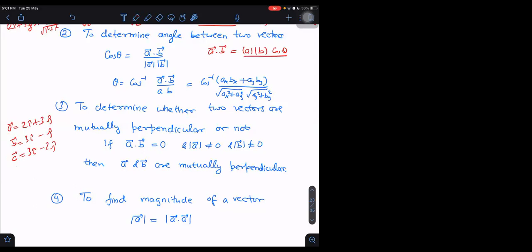A and C are mutually perpendicular, because when I have to take the dot product, I don't have to take just 2 with 3. 2 with 3 is becoming 6. But 3 with minus 2, product of 3 with minus 2, is minus 6. 6 minus 6 is 0. Will it make a difference if I add k cap here?